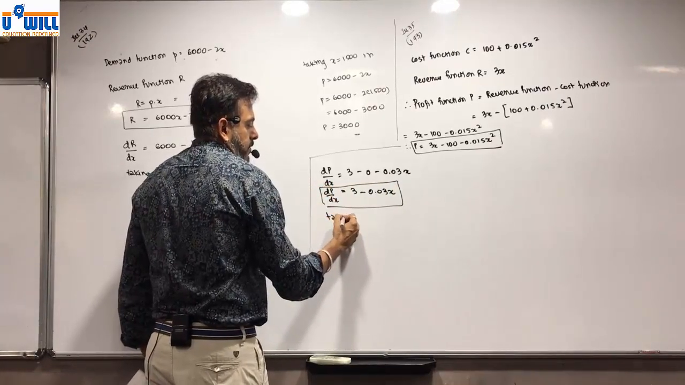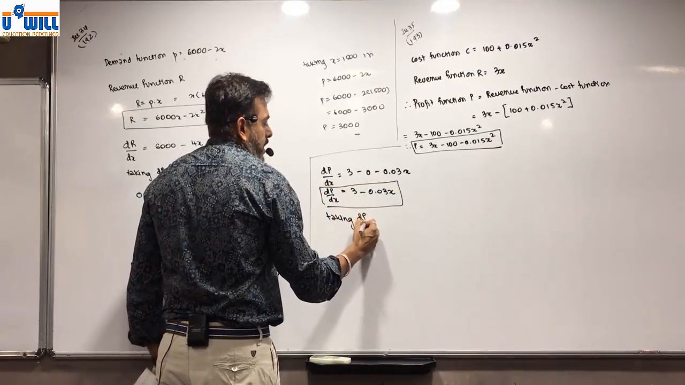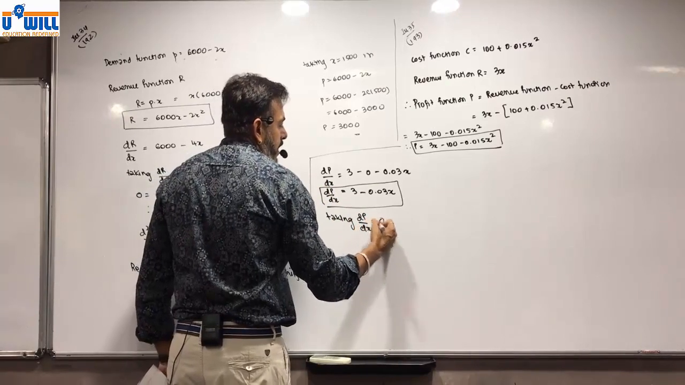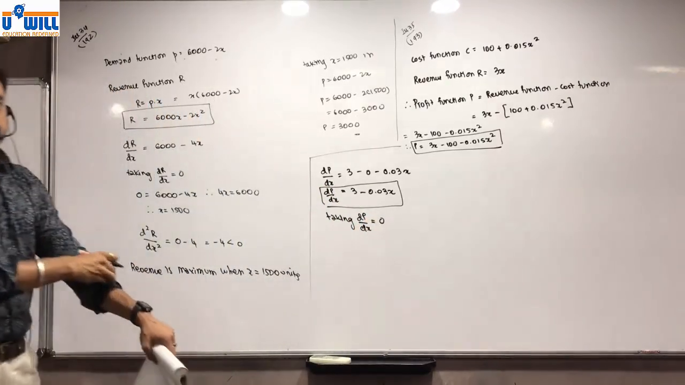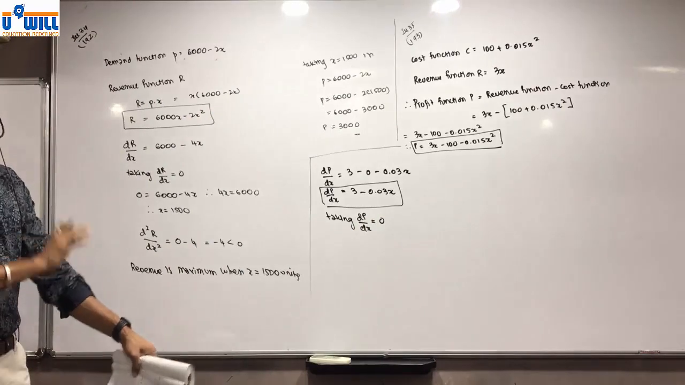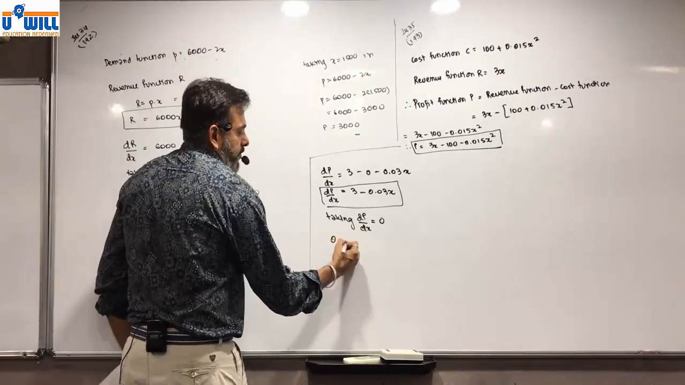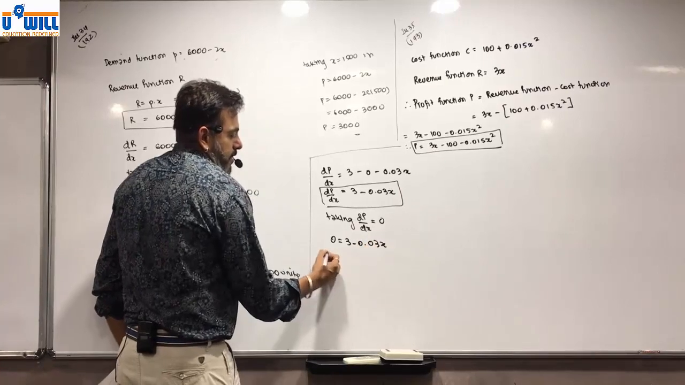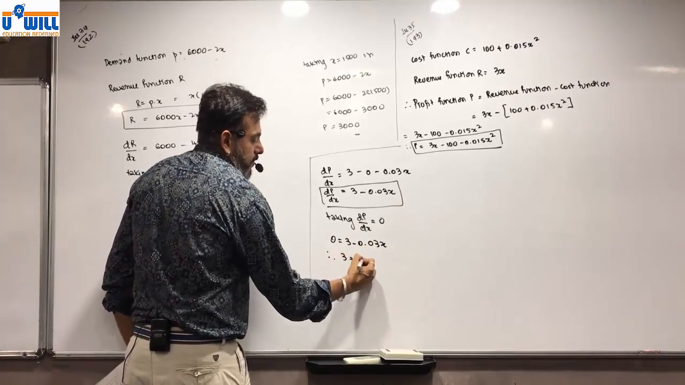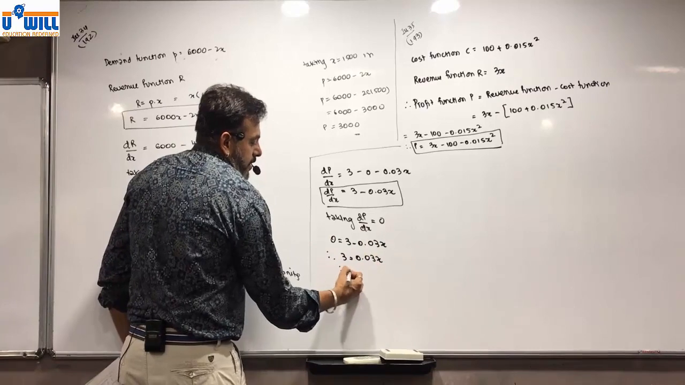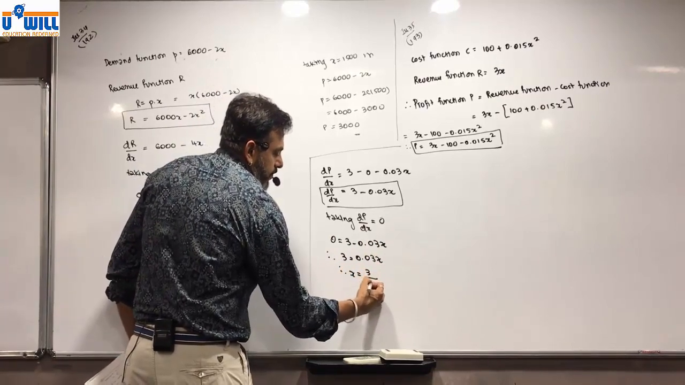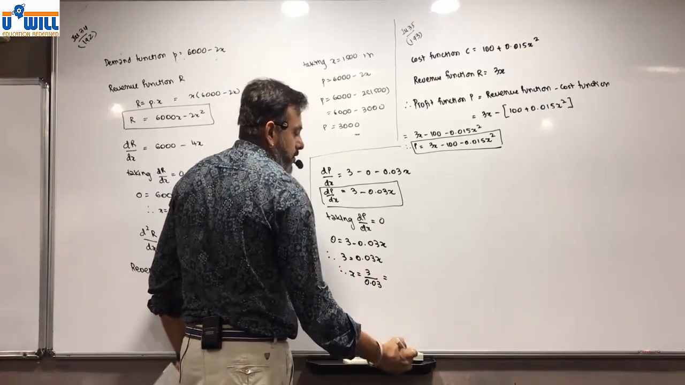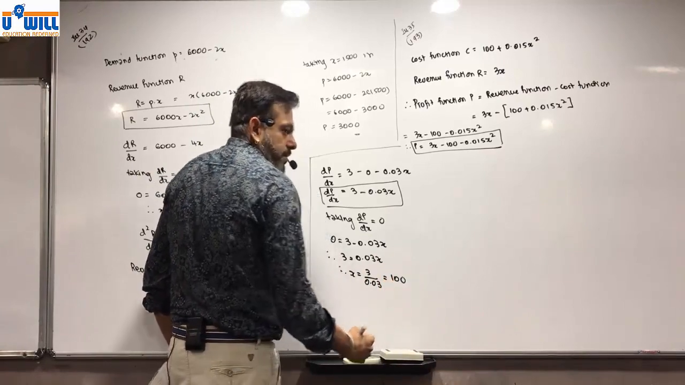Taking the derivative of profit with respect to x is equal to 0. 0 is equal to 3 minus 0.03x. Therefore, 3 is equal to 0.03x. Therefore, x is equal to 3 upon 0.03, which is equal to 100.